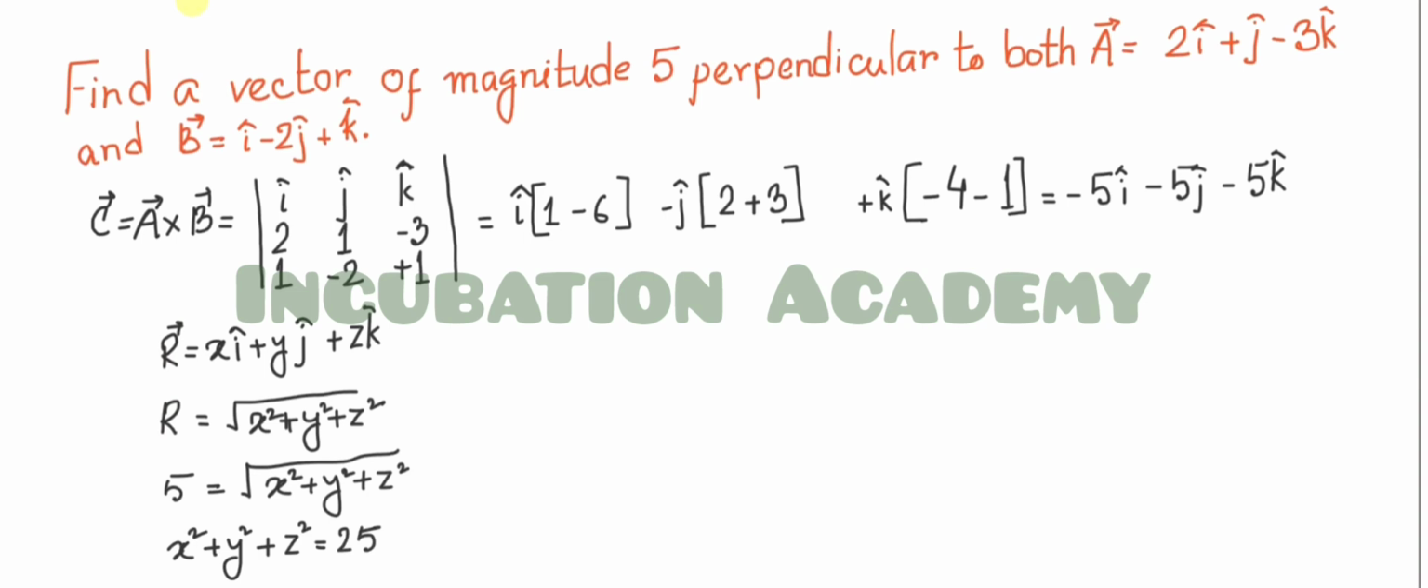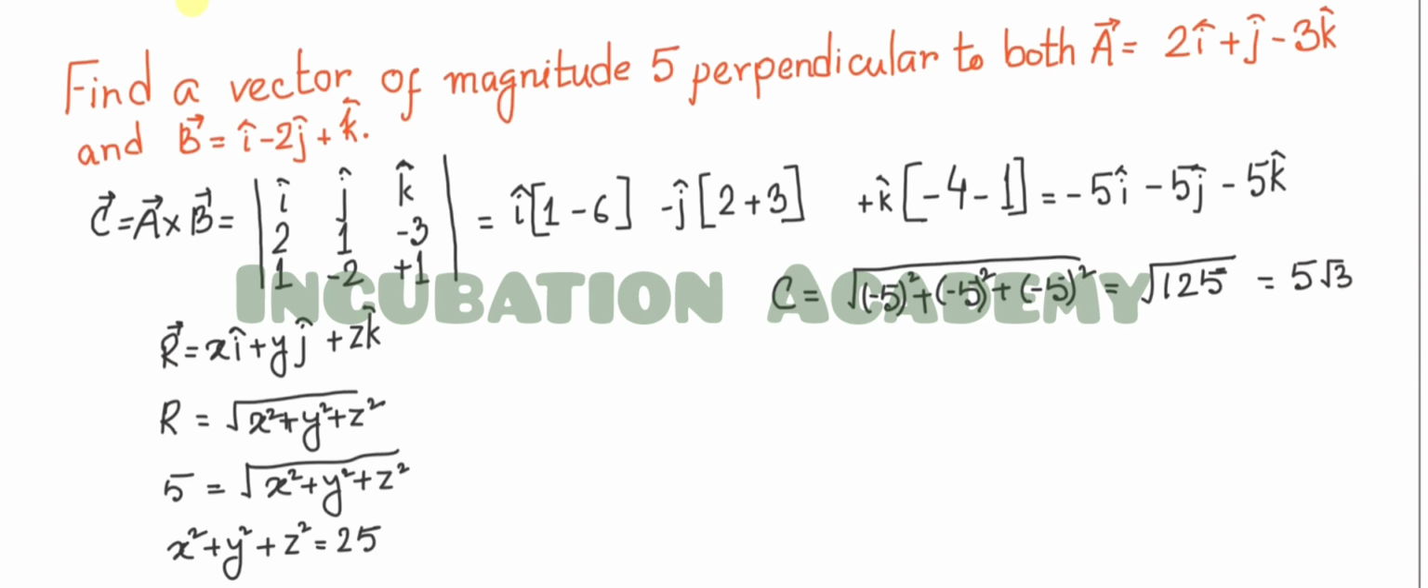After that, if you want to find the magnitude of the c vector, it is root over of minus 5 whole square plus minus 5 whole square plus minus 5 whole square. So 25 plus 25 plus 25 is 125, root over of 125, which is simply 5 root 3 units.